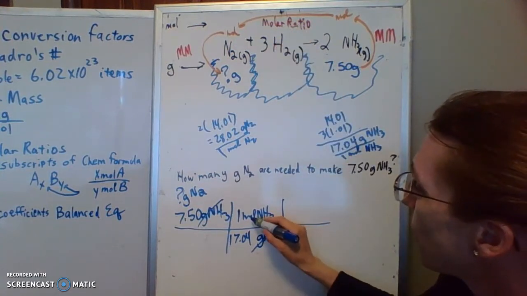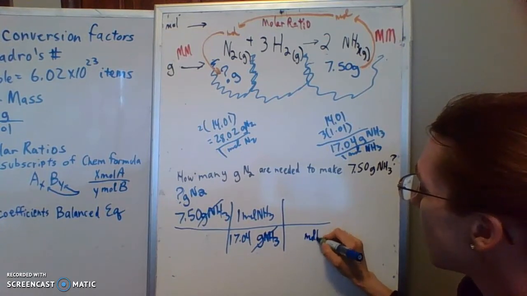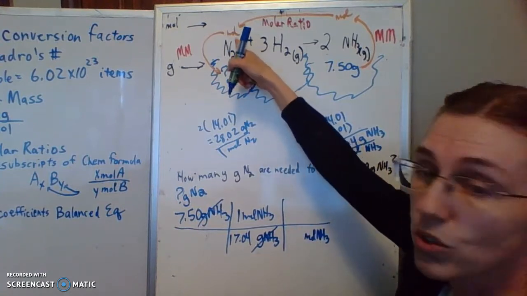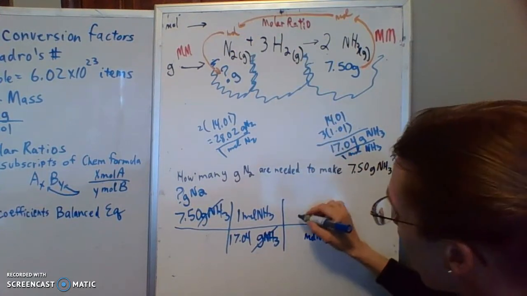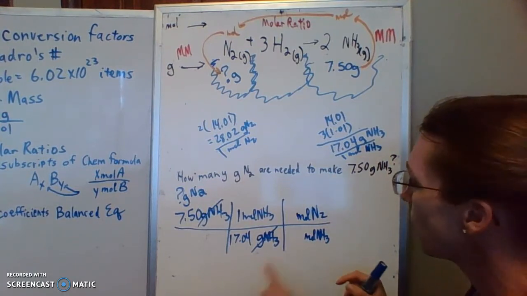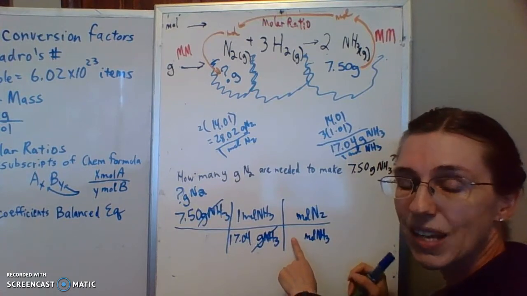So we want to get rid of moles of ammonia, so that's on the top, so we know that has to be on the bottom. What we want to go to is our moles of N2. So that's what we're going to put on the top, moles of N2. Now, the numbers that we're going to put in front of here just come from that balanced chemical equation.